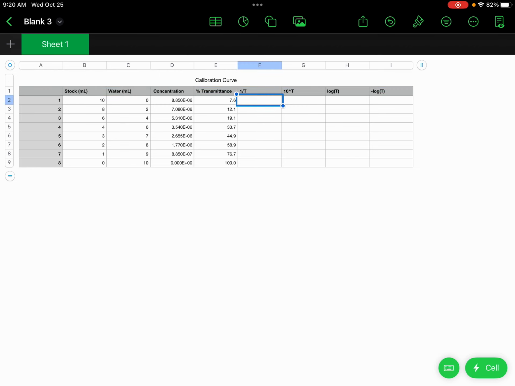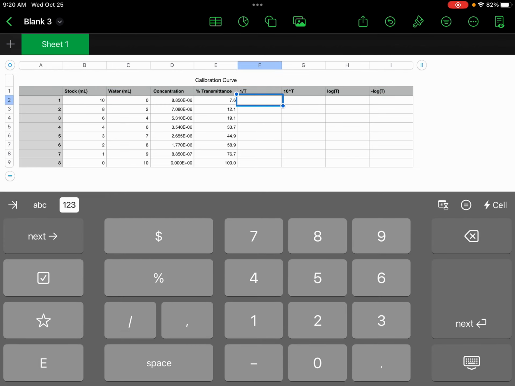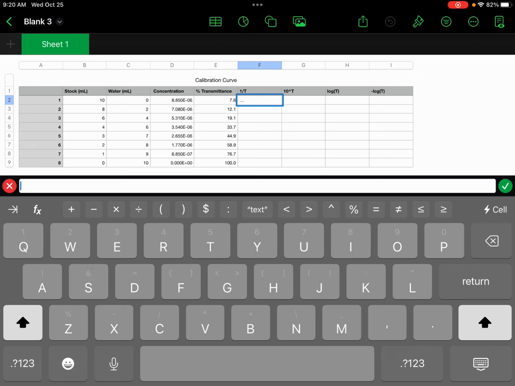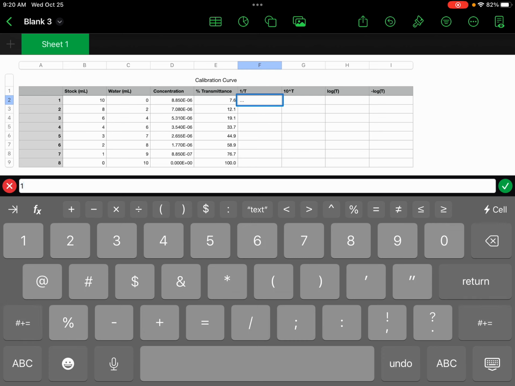I could run all of these calculations in Apple Numbers by writing formulas. I want to hit the equal sign, and the equal sign tells Apple Numbers that I'm going to be writing a formula. So I want to take 1 divided by, and then I want to click on transmittance.